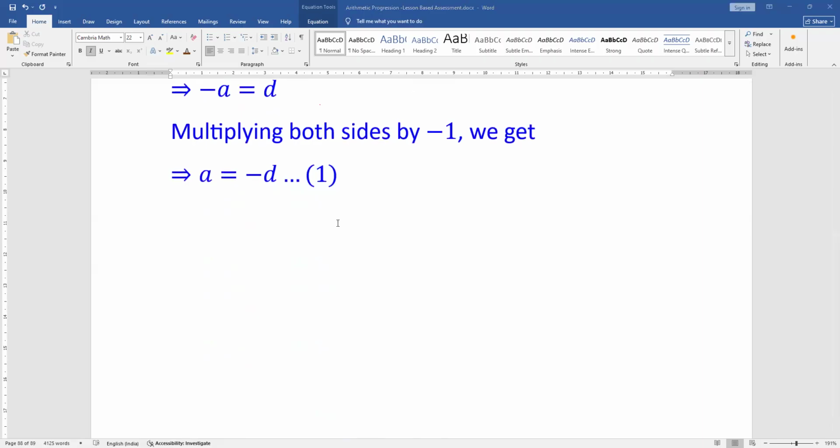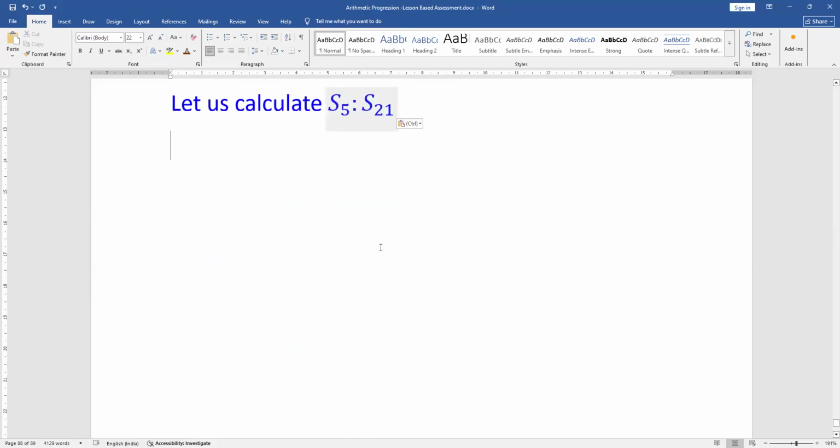Now I want to calculate this S5 is to S21. So in the next step, I am going to calculate S5 is to S21. So let us calculate S5 is to S21.